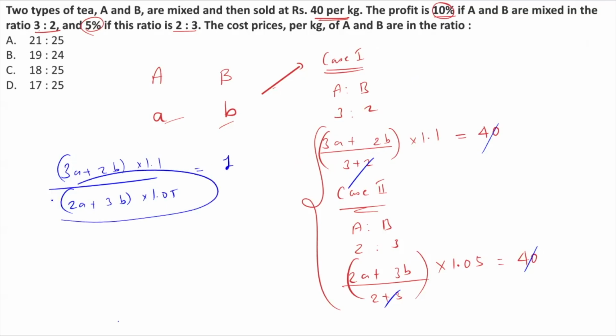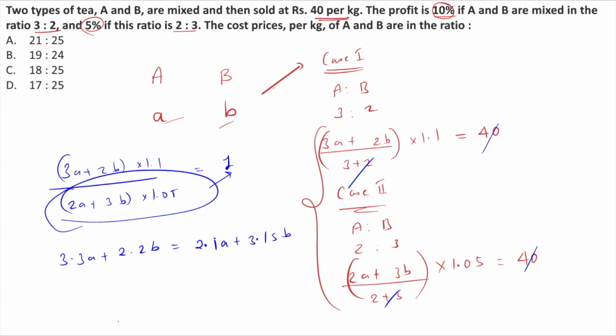You can take these two terms on the right hand side above. So 1.1 into 3A will be 3.3A plus 2 into 1.1 is 2.2B is equal to 1.05 into 2 will be 2.1A plus 1.05 into 3 is 3.15B.